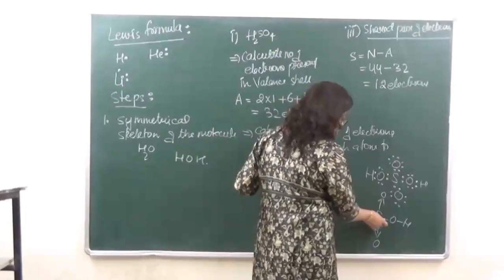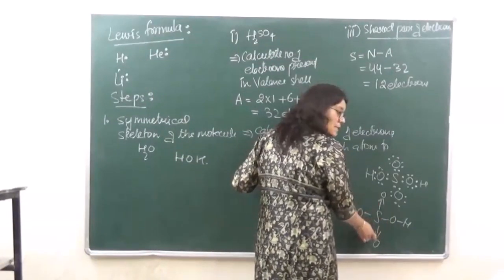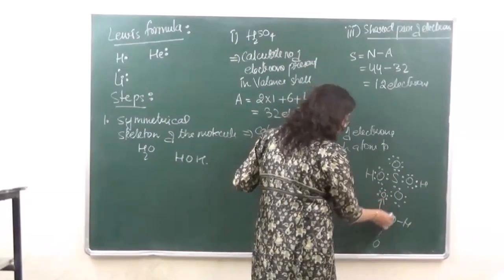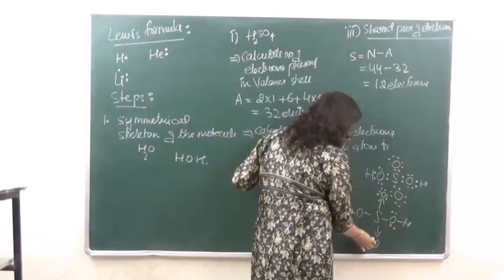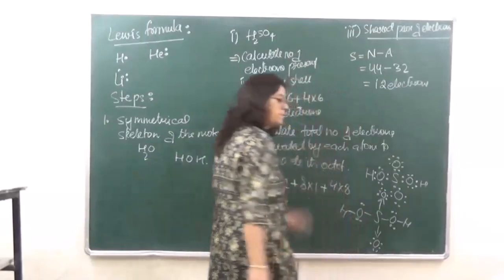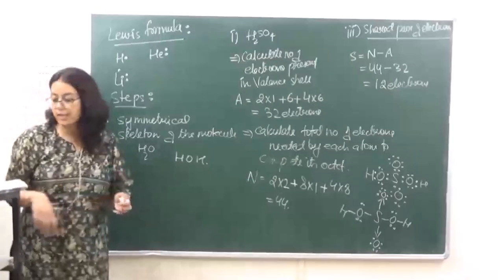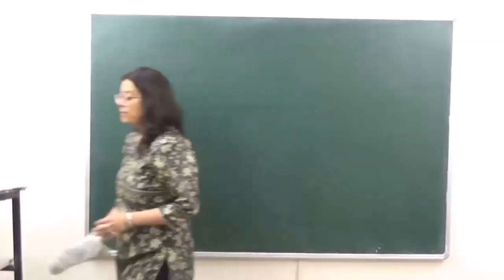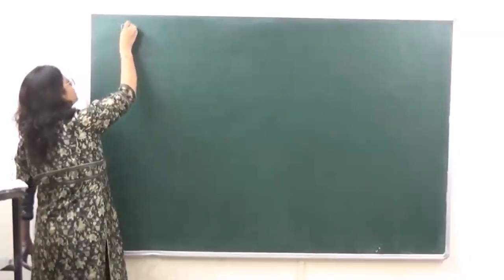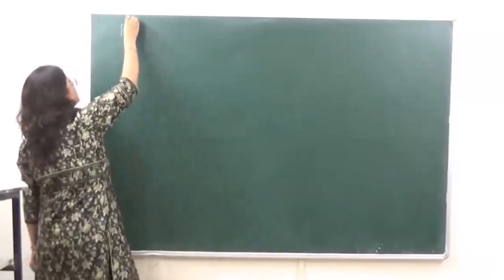So sulfur has 1, 2, 3, 4, 5, sorry, 1, 2, 3, 4, 5 and 6 electrons in the valence shell. And how many electrons are here? 6, 4, 6 and 4. Okay, so this is how you are going to form the Lewis structure. Let's take another example over here. We are going to form the structure of PO4. Phosphate ion has 3 negative.